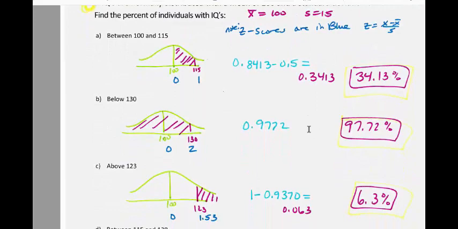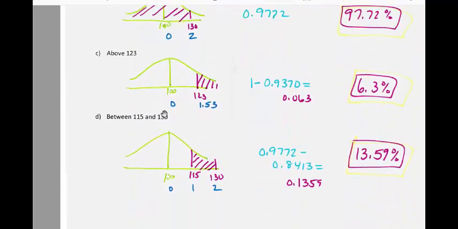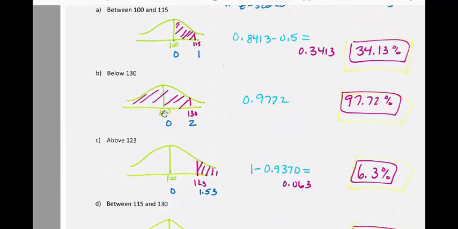Looking at B, again, I want you to stop and notice, every single one of these for this example starts the same way. All of them have a green normal curve with 100 at the middle because that's my mean. 130 is above 100, that's how I know where to put it. And it says below, which means shade to the left. This one I can take directly off of my chart because I want that whole piece.